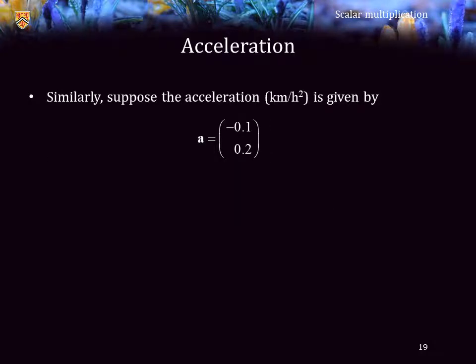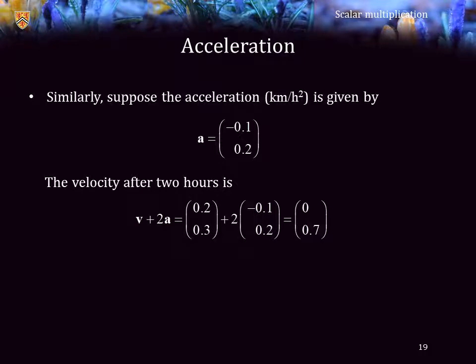Now, we've already discussed displacement versus location. However, suppose we also know the change in acceleration in each dimension. So in this case, suppose that the acceleration vector is negative 0.1, 0.2 kilometers per hour squared. That means that in the x direction, in 1 hour, the velocity will have been reduced by 0.1 kilometers per hour, and in the y direction, the velocity will have increased by 0.2.